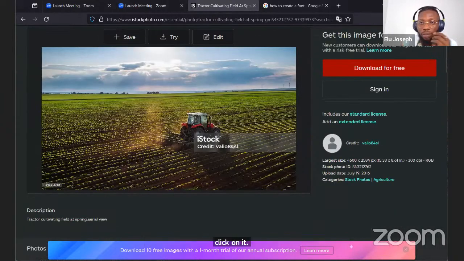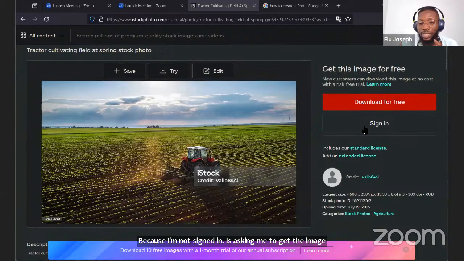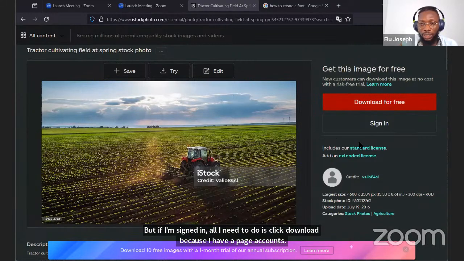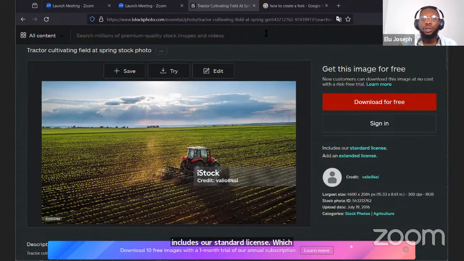Now, this is what you see. Because I'm not signed in, it's asking me to get the image for free, which means I have to do some registration, right? But if I'm signed in, all I need to do is click download because I have a paid account. So I can get the image without, now see, it says it includes our standard license, which means the copyright of this image has been taken care of.